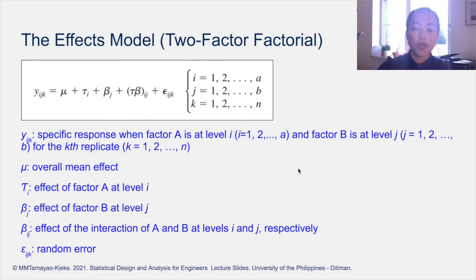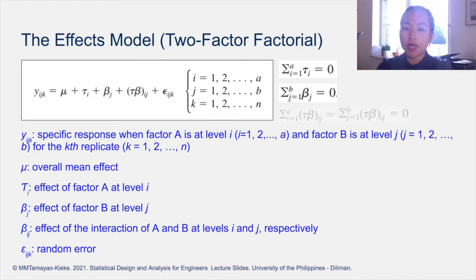Okay? The treatment effects are defined as deviations from the overall mean. Therefore, summation of tau sub i from i equal to 1 to a is equal to 0. Summation of beta sub j from j equal to 1 to b is also equal to 0. And summation of tau beta sub ij from i equals 1 to a as well as from j equal to 1 to b is equal to 0.